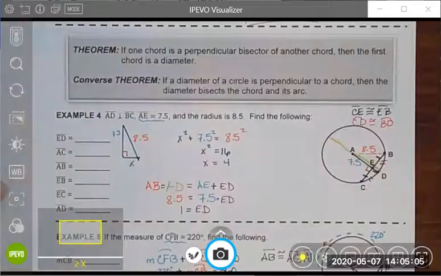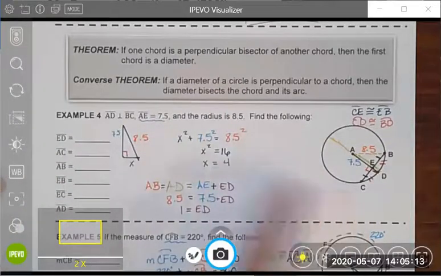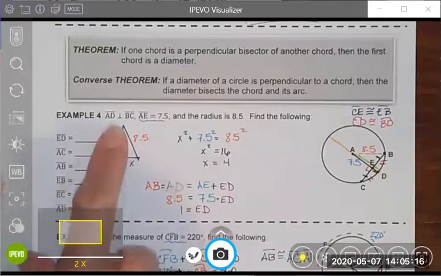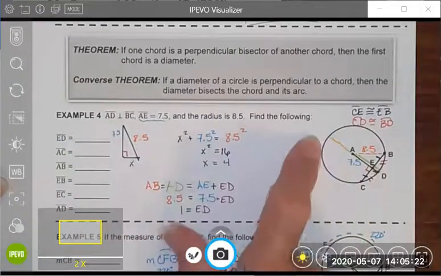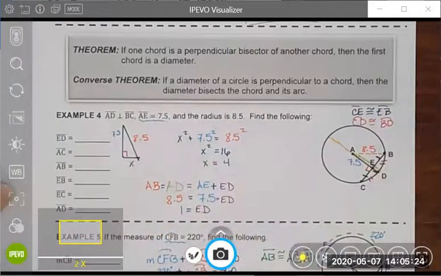Okay, so that's what that theorem means. We can use that theorem to do some math, even though I just used that picture as a diagram for this theorem. It also applies to this particular problem. So it tells me that AD is perpendicular to BC. That's pretty cool. And because AD could be a diameter, I know that it also bisects segment BC.